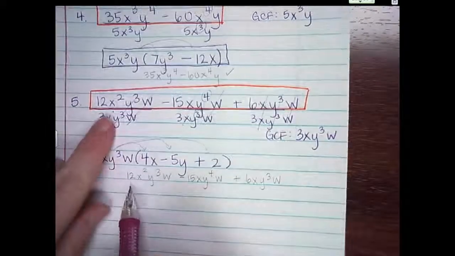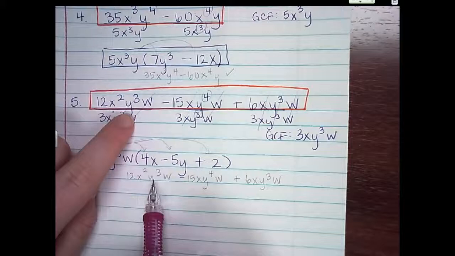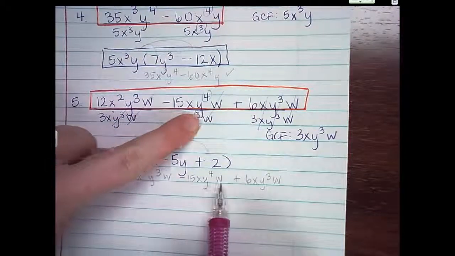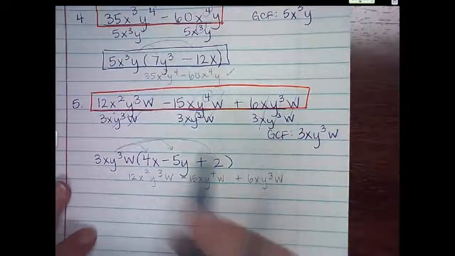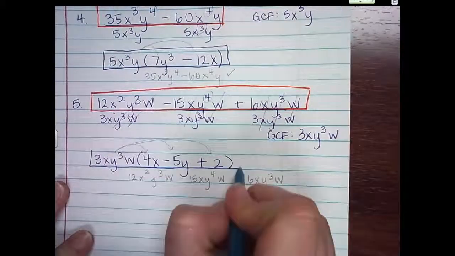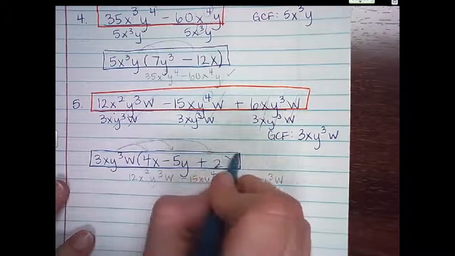Okay, so check it up here with your answer. 12x squared, y cubed, w. Good. That matches, and that matches. Okay, so you can always check your answers on these. It's worth you taking the extra time to do that and get it right.